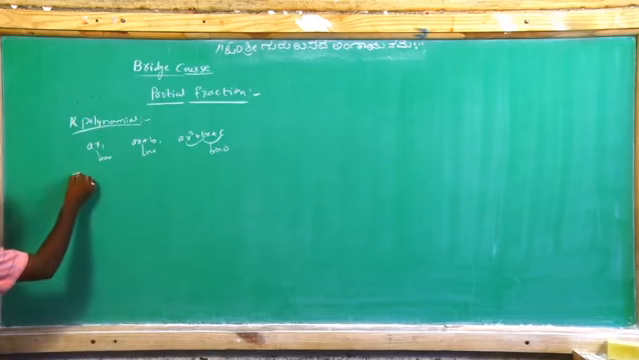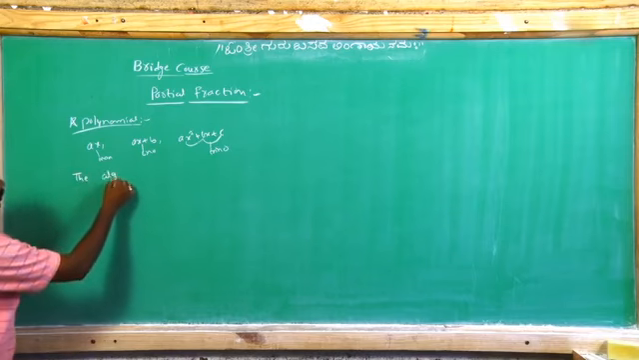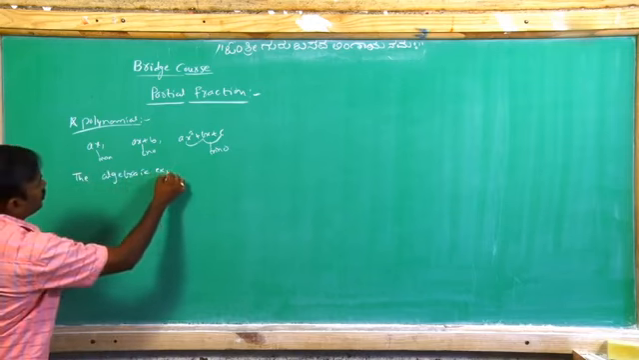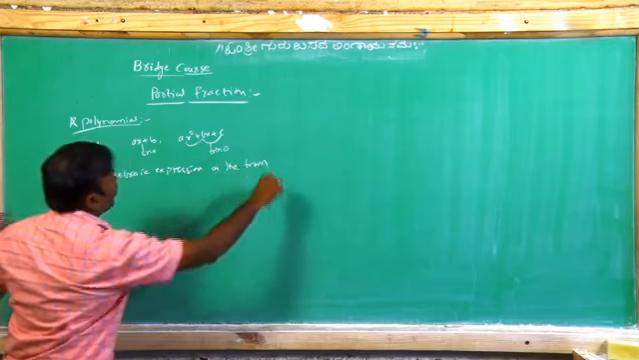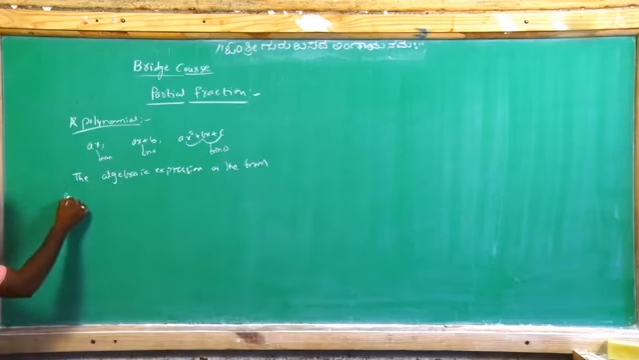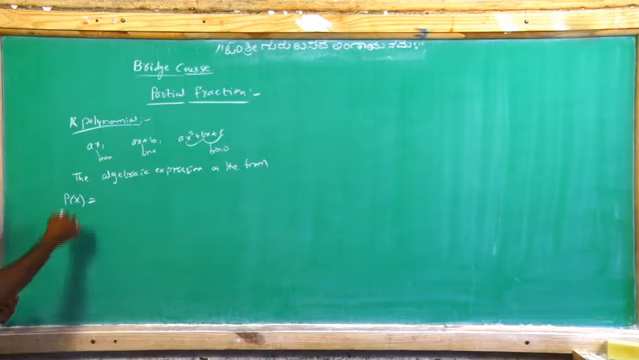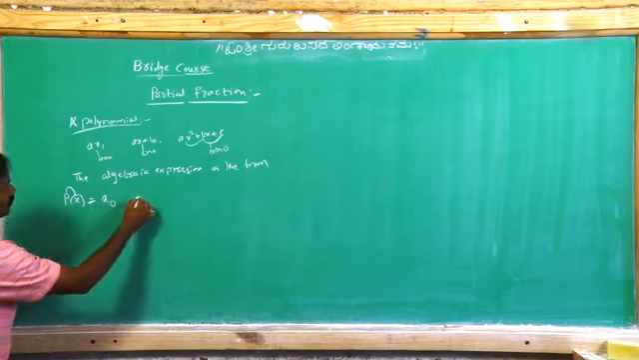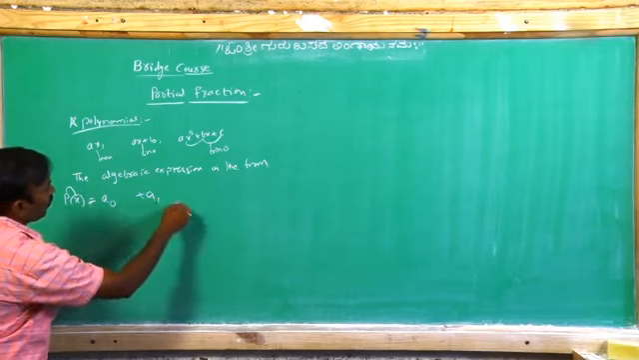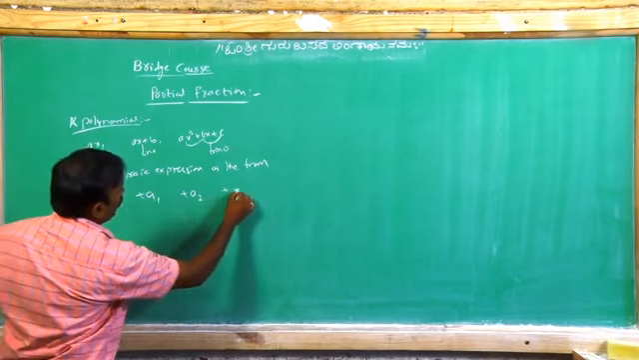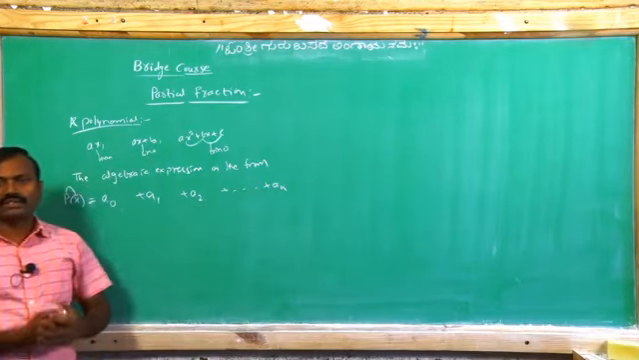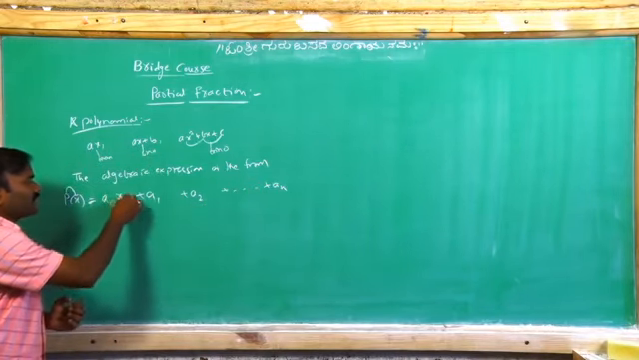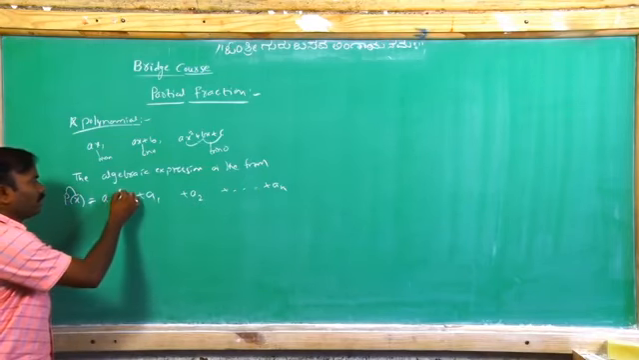The algebraic expression of the form, definition of polynomial: the algebraic expression of the form p of x equal to, p of x means a polynomial in x, equal to, first take constants a0, a1, a2 up to so on an. a0, a1, a2 up to so on an are real constants. Now take x as the variable. The highest power of x is n.